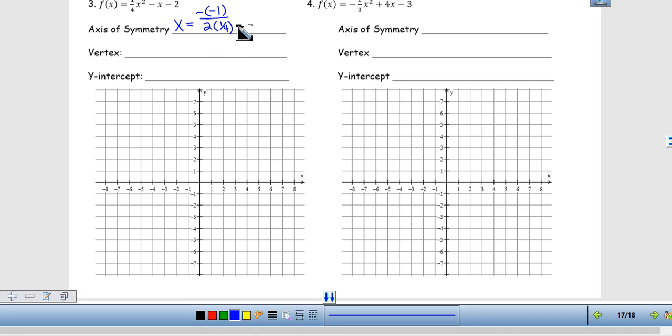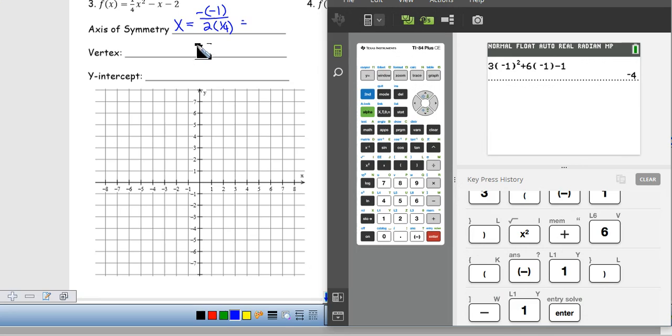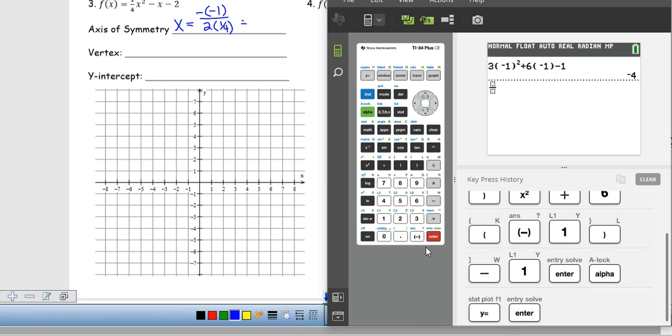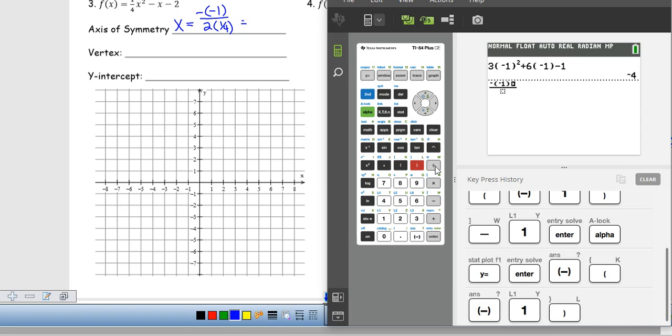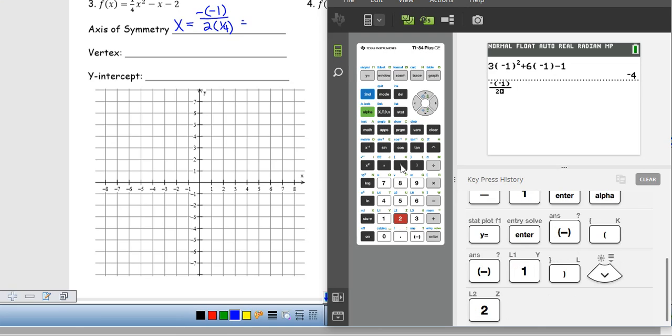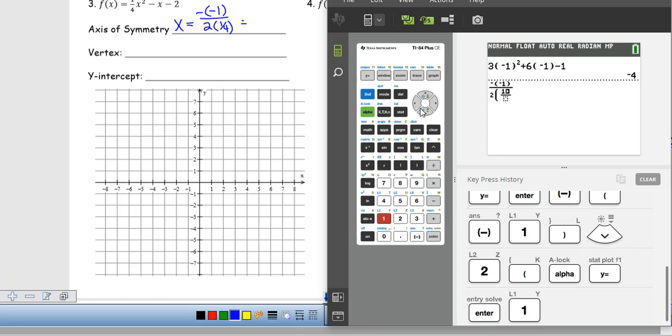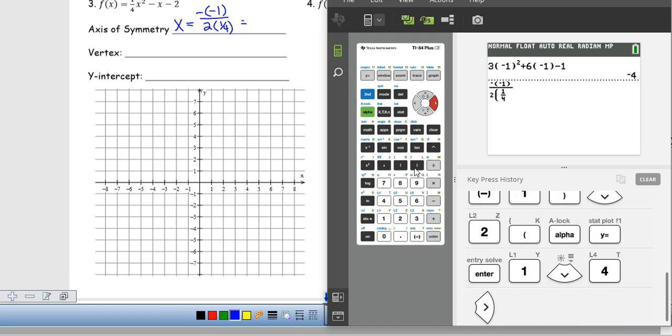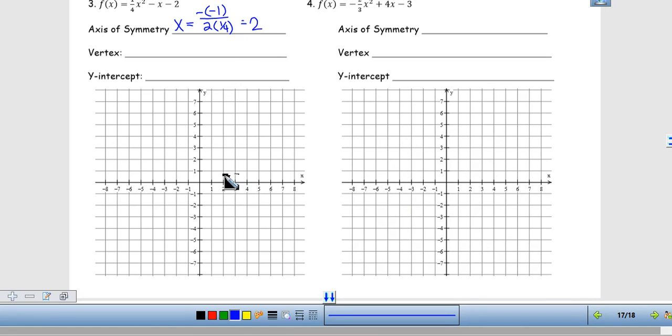Now, you may look at this and think, I don't think I can solve that by myself. You can use a calculator for this if you need to. If you're doing a fraction, we're going to do alpha y equals enter, and that puts the fraction bar into our calculator. We'll do negative parentheses negative 1, and in the denominator, I'm going to do 2 parentheses. I'm going to use that fraction bar again, alpha y equals enter, and I'll put my 1/4. Close your parentheses, and then you can hit enter. The answer is 2. So my axis of symmetry is at x equals 2, which means I'll have a vertical line that will go through the x-axis at 2.